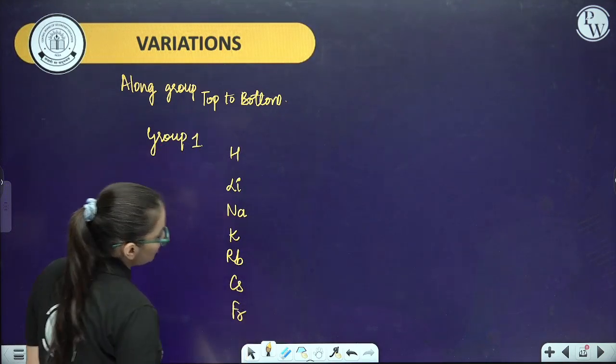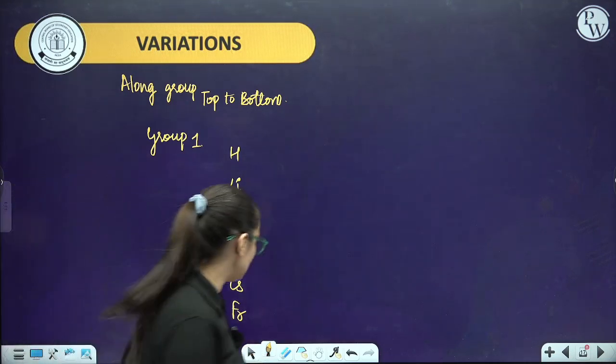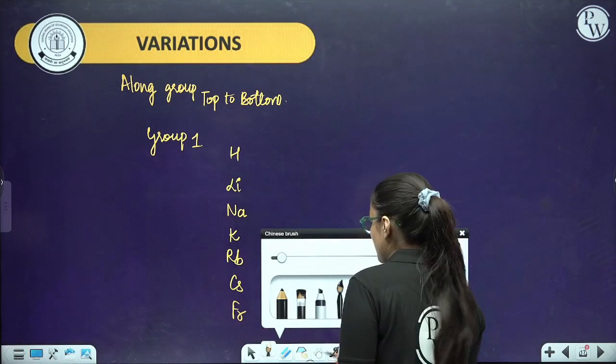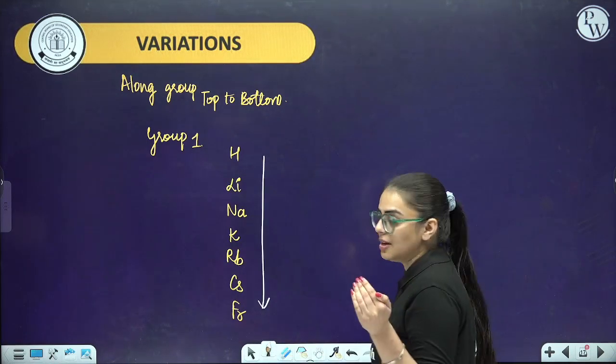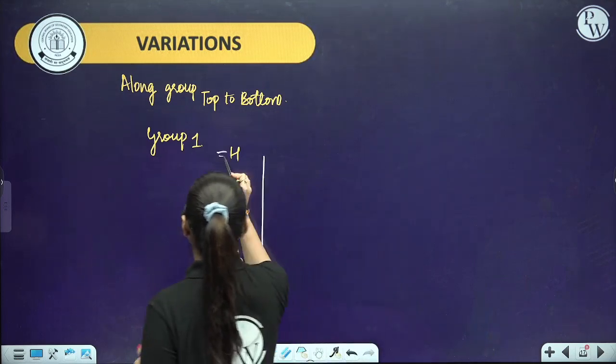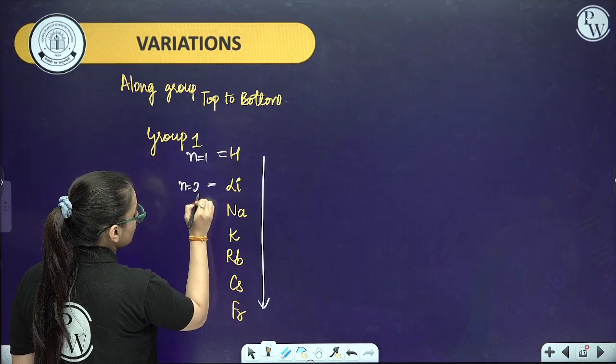These are your elements in group number 1: hydrogen, lithium, sodium, potassium, rubidium, cesium and francium. See what happens over here when you are moving from top to bottom. Hydrogen lies in the first period, n here is 1. Lithium lies in the second period, n here is 2.